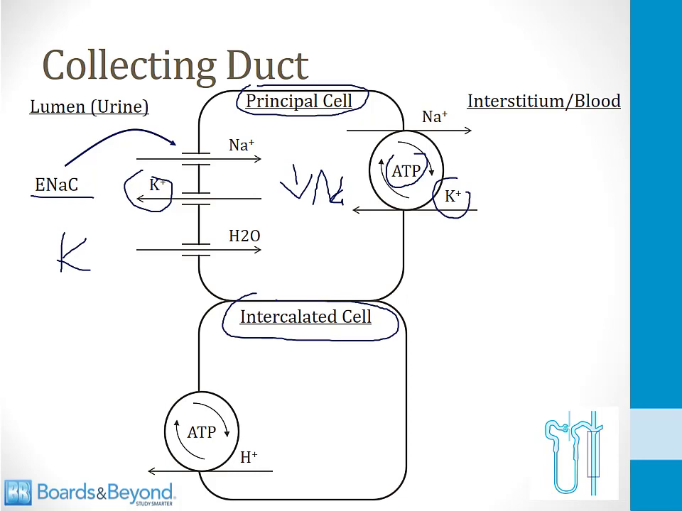And then finally, the principal cells are also important for the reabsorption of water. And I'll talk more about that in a minute because this reabsorption of water is modulated by antidiuretic hormone. The main role of the intercalated cells is to secrete acid. They secrete hydrogen ions into the urine via an ATP pump.